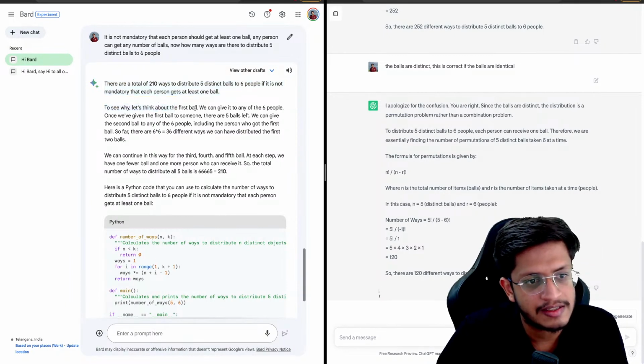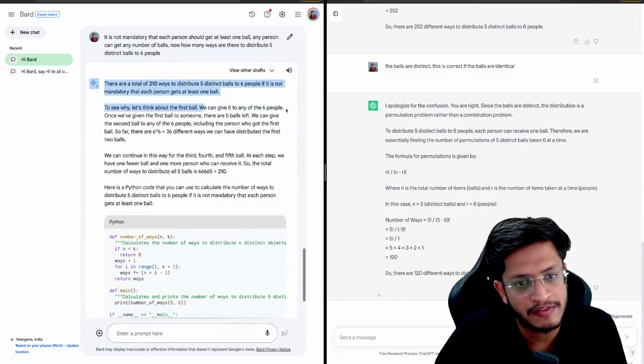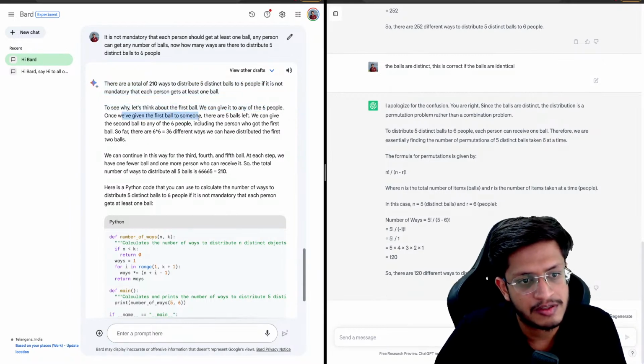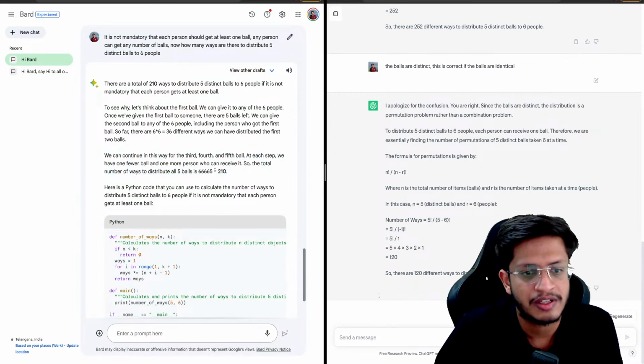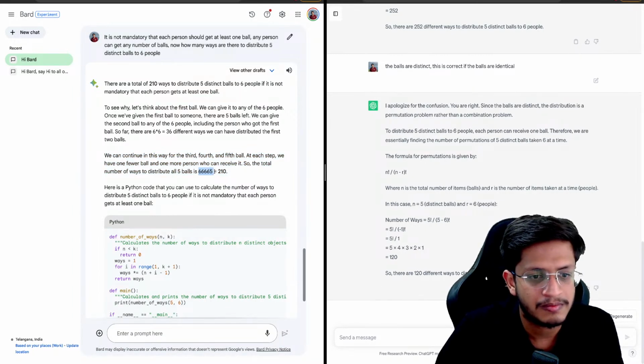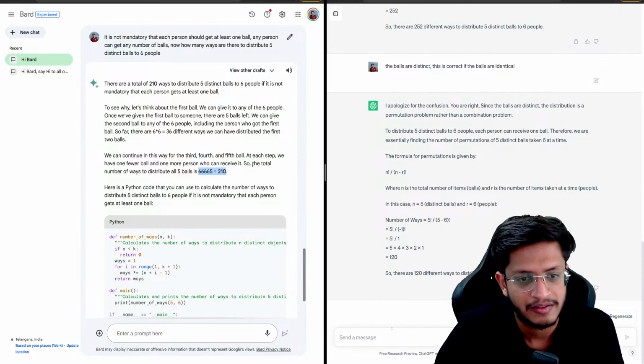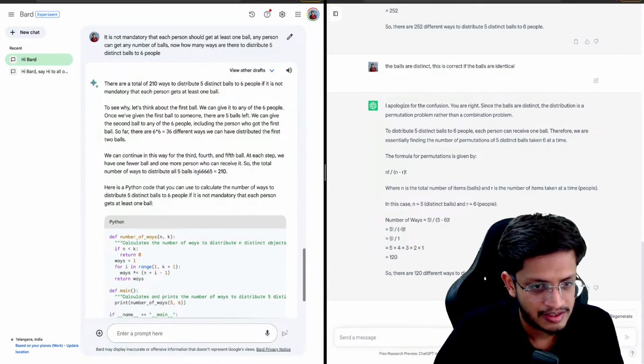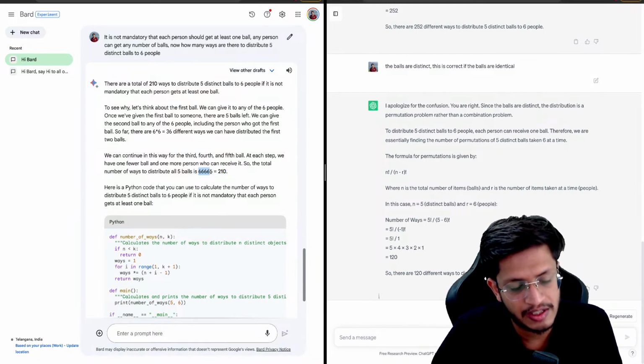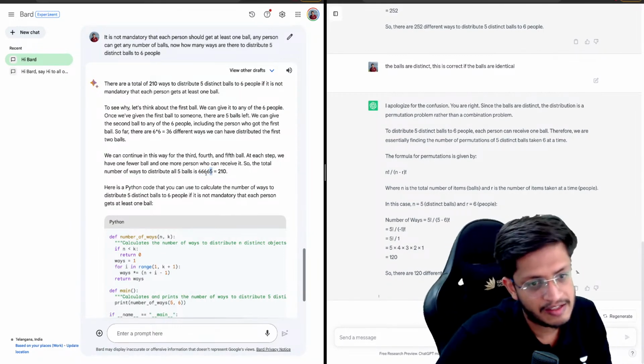To see, well, let's think about the first ball. We can give it to any of the six people. Once you've given the first ball to someone, there are five balls left. We can give the second ball to any of the six people, including the person. So far 36 ways. We can continue this way for the third, fourth, and fifth ball at each step. So here they made a very serious mistake. This should have been 6 into 6 into 6 into 6 into 6. Here the first mistake is that it is saying 5, and even the multiplication is incorrect.